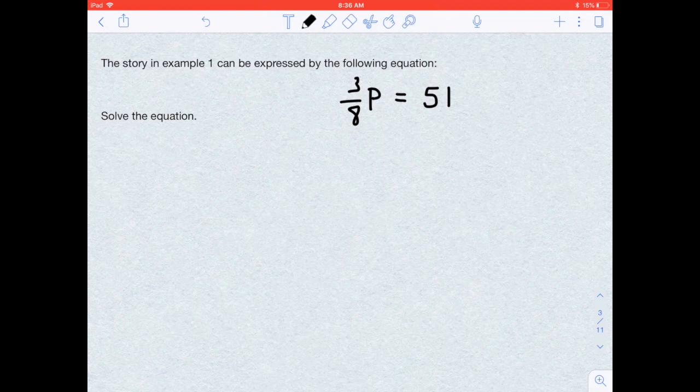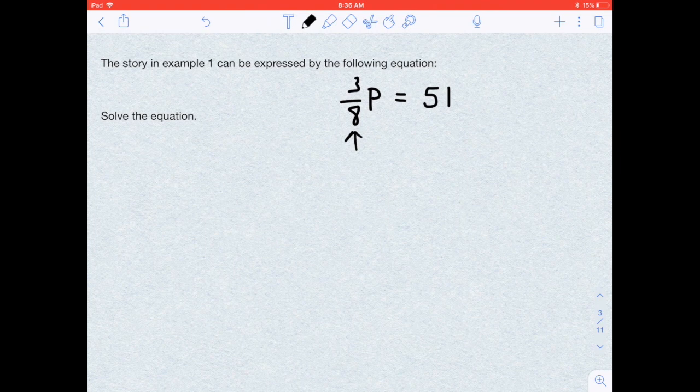Okay. So the next thing they ask us, for example 2, is to solve this equation. It says the story in problem 1 can be expressed by the following equation: 3/8 p equals 51. Solve the equation. So when I solve the equation, I'm trying to get p by itself. I'm trying to isolate p. So the best way to do that is to get rid of my coefficient before my p. And this should look very similar to investigation 7, where I'm trying to get p on one side by itself.